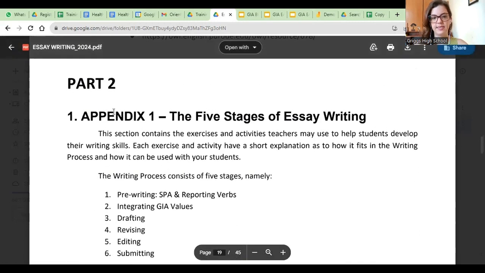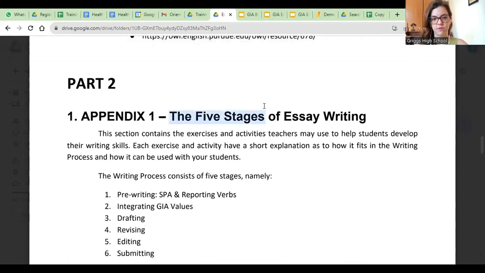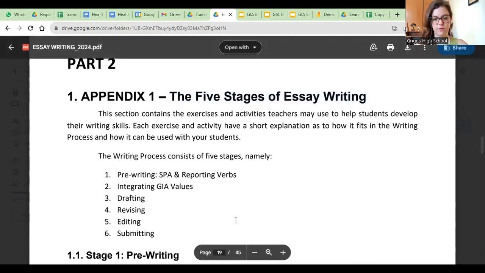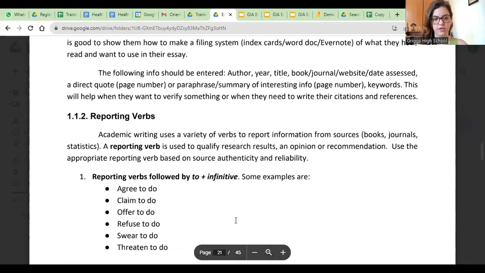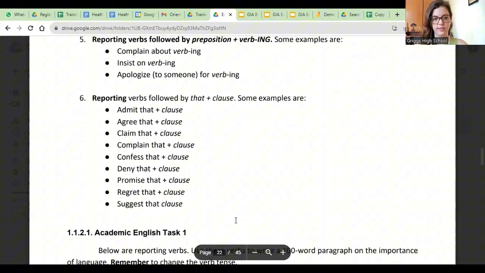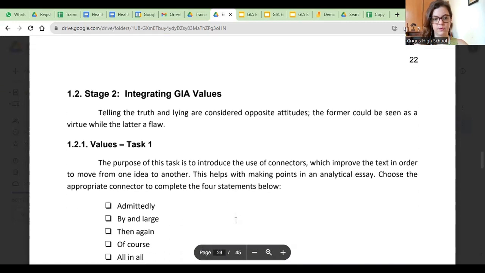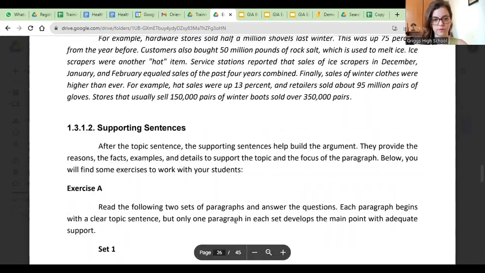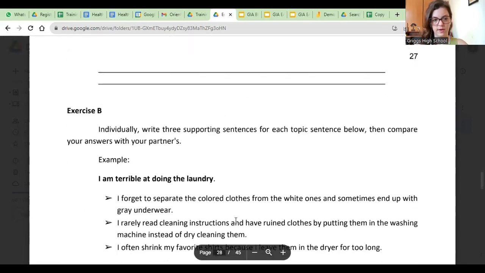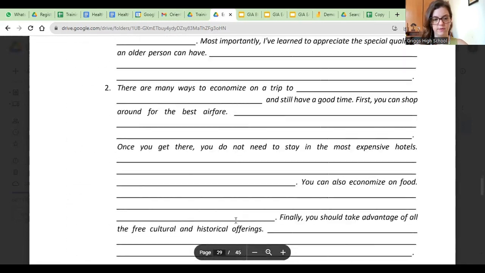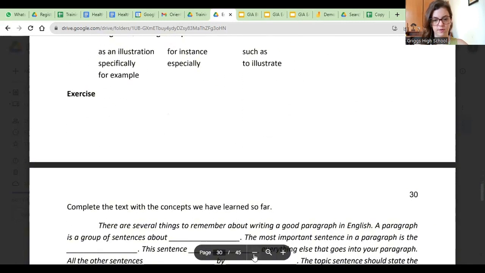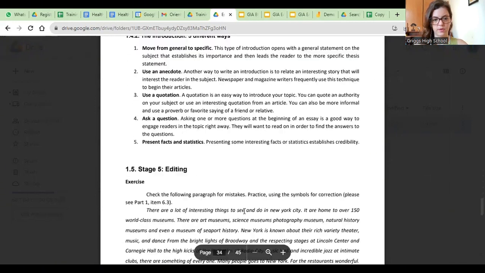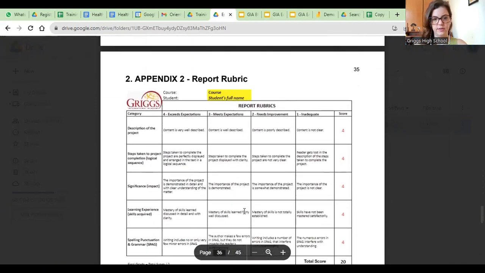Then you have the appendixes. So appendix 1, the 5 stages of essay writing. They're also helpful. You can check the 5 stages of essay writing. There's some tips about language. How to structure paragraphs. So I highly recommend you check this.